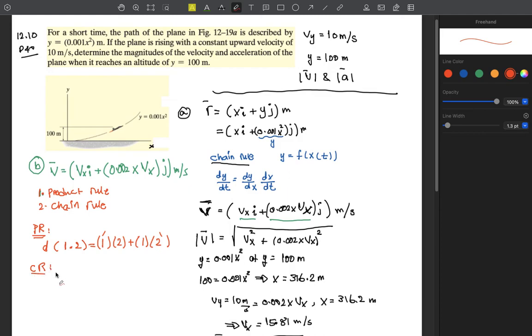Again, the chain rule says that, we know this is Vy. We cannot directly differentiate Vy with respect to time because y is a function of x and x is a function of t. So again, we have to carry out the chain rule. The chain rule says dy over dt: we have to differentiate y with respect to x, and then differentiate x with respect to time. So what do we do with this term?